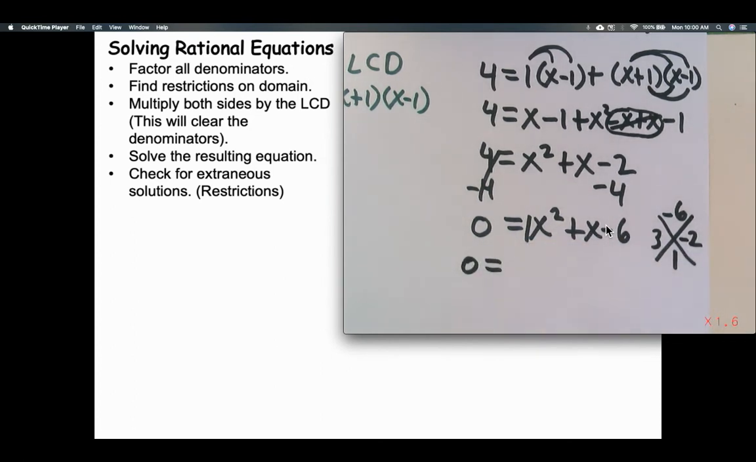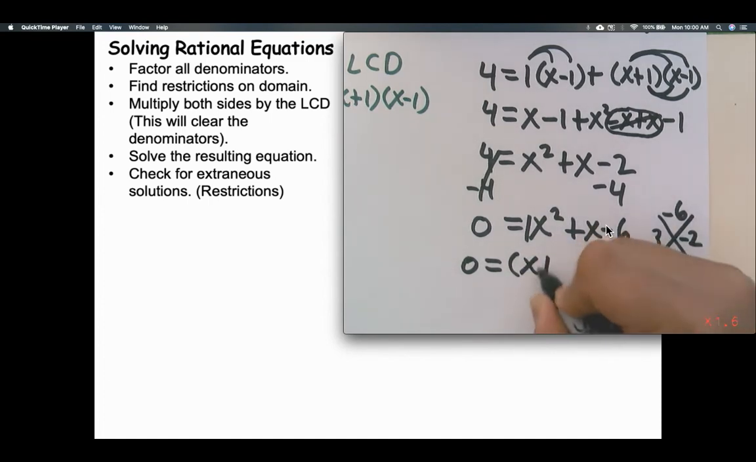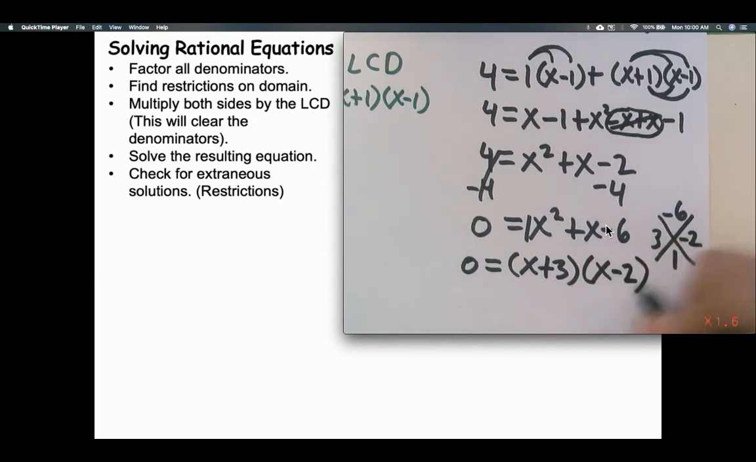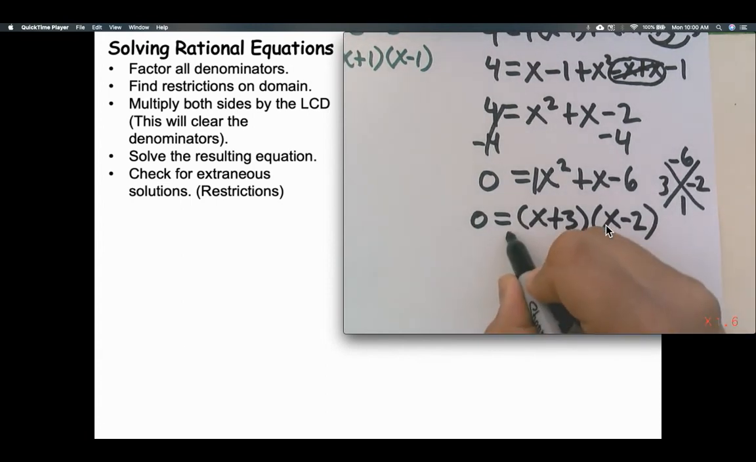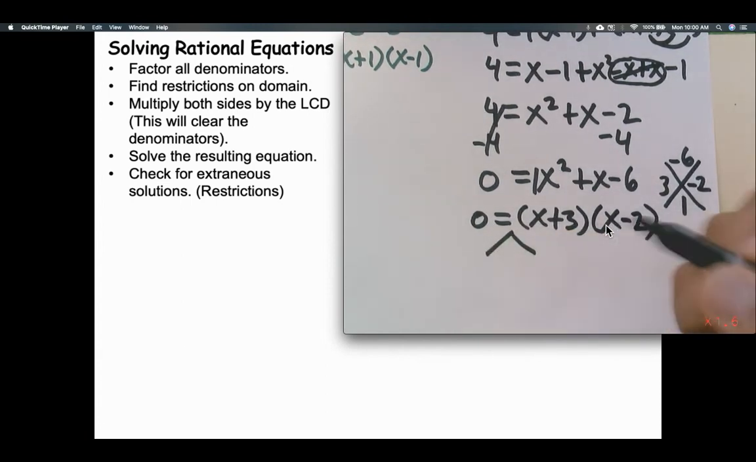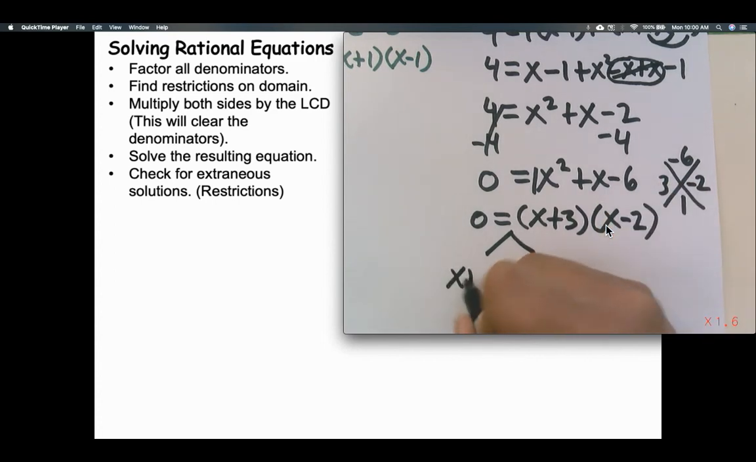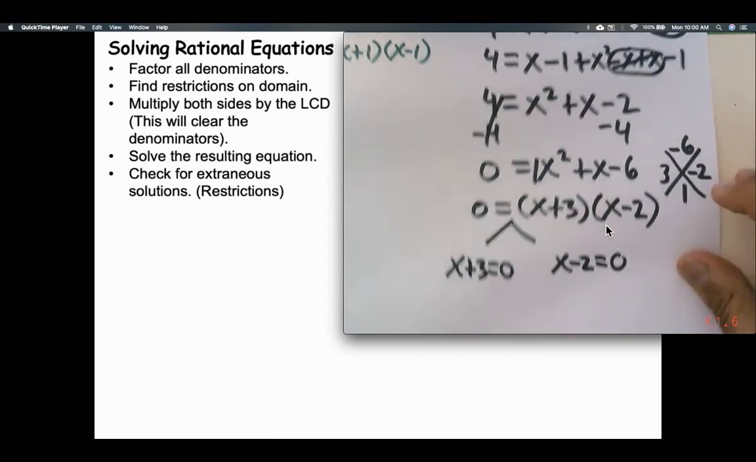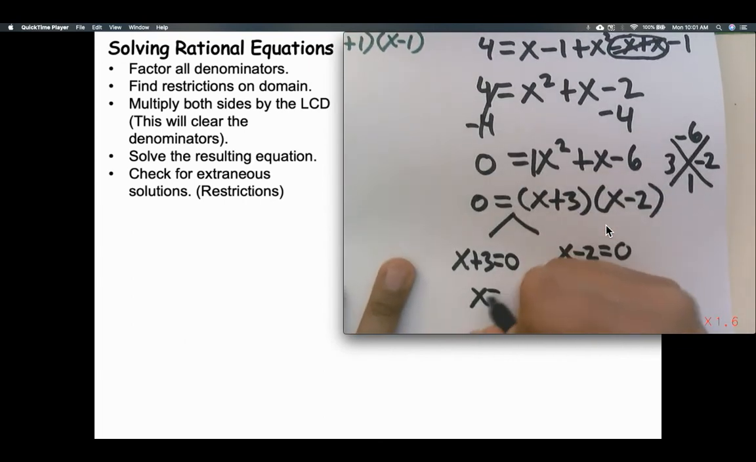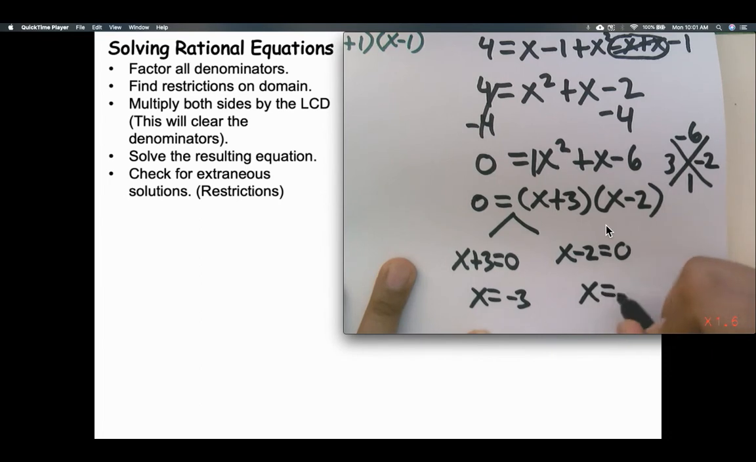So 0 equals. Now, since I have a 1 out front, I don't have to do the factor by grouping stuff that I usually do. If you want to, you can. Just kind of takes up some extra time though. So I got an x plus 3, and I have an x minus 2. All right, and then now I just split this to two equations. This is all stuff from our factoring unit. So x plus 3 equals 0, and x minus 2 equals 0. Really simple equations there. So x equals negative 3, x equals 2.